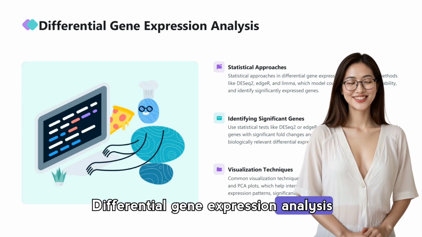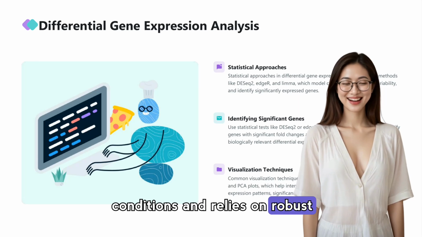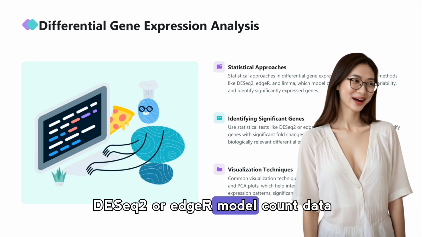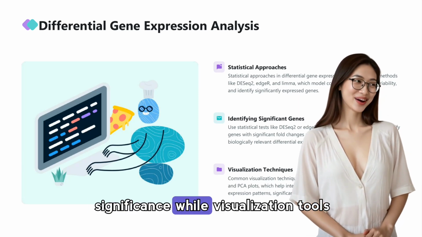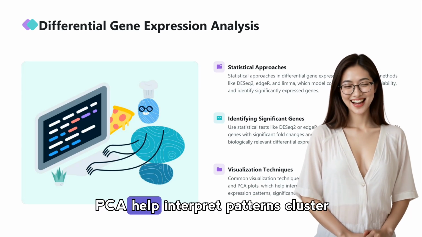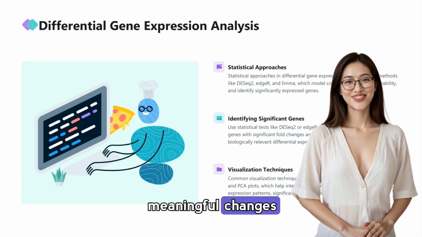Differential gene expression analysis identifies genes that change between conditions and relies on robust statistical models. Methods like DESeq2 or edgeR model count data, control for variability, and report significance, while visualization tools such as heat maps, volcano plots, and PCA help interpret patterns, cluster samples, and highlight biologically meaningful changes.